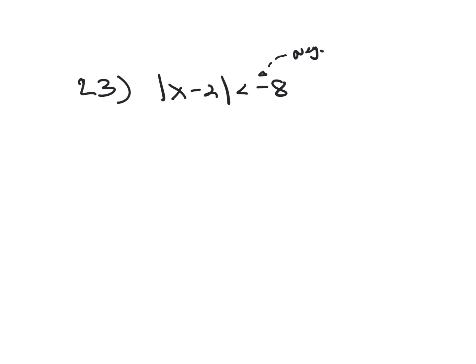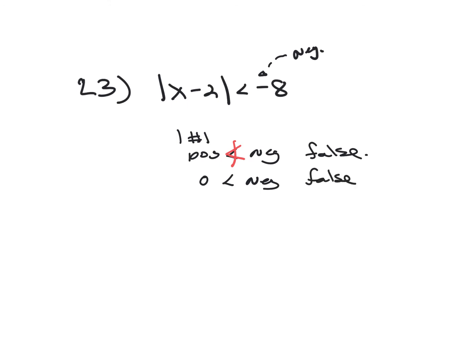So the absolute value of any number is always going to be positive. Isn't positive less than a negative number? Is that true? No, a positive number is not, right? That is not true. That is never true. That is false. What about 0? Is 0 less than a negative number? That is false as well. Therefore, since both situations are false, that means no solution. That's it for problem 16 through 23.